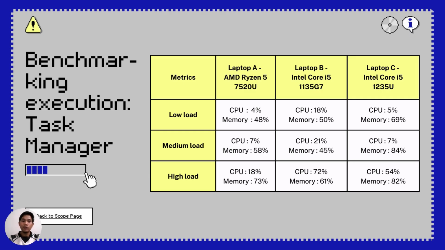For the high load, we open the Task Manager, Google Edge, and Roblox. So for CPU usage, laptop B uses the most CPU, 72%. For the memory, the lowest memory usage is laptop C.